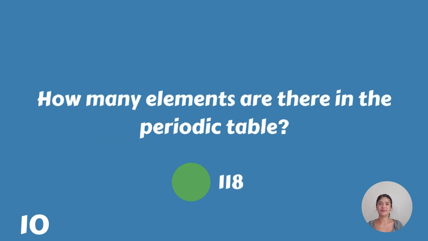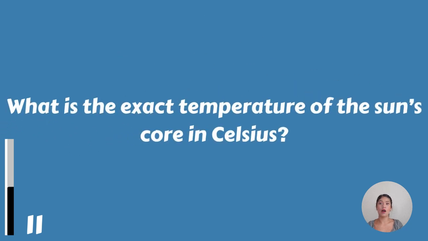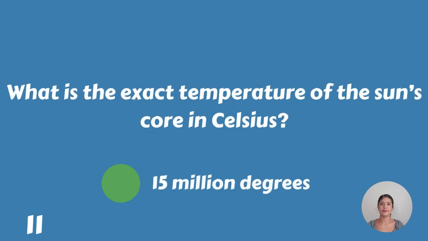How many elements are there in the periodic table? 118. What is the exact temperature of the sun's core in Celsius? 15 million degrees.